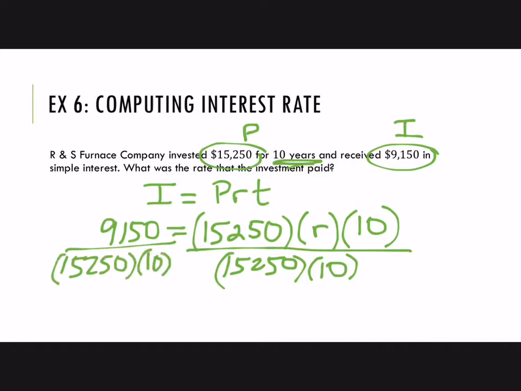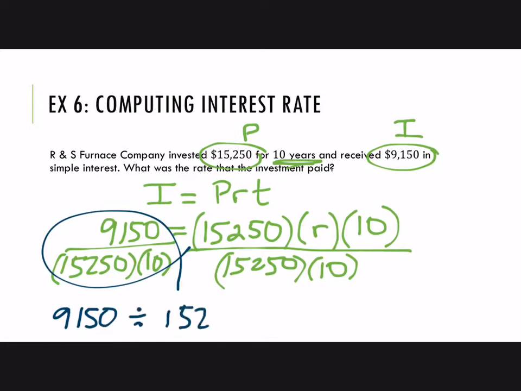Okay, so let's talk about how you entered this in your calculator. Now if you just type 9150 divided by 15,250 times 10, your calculator actually thinks that it's only dividing by 15,250, and then it thinks that this 10 is in the numerator.